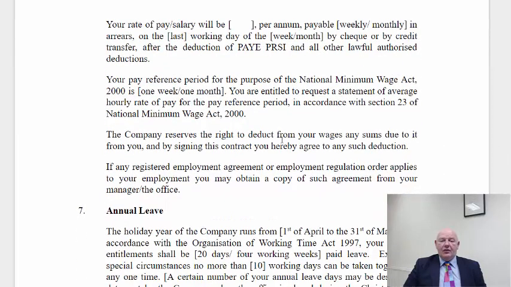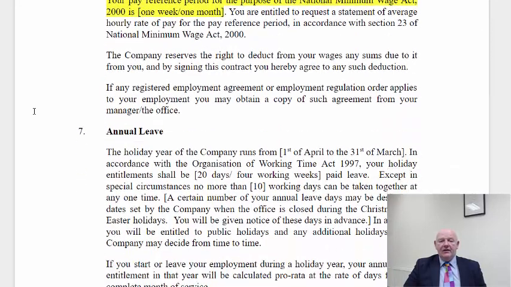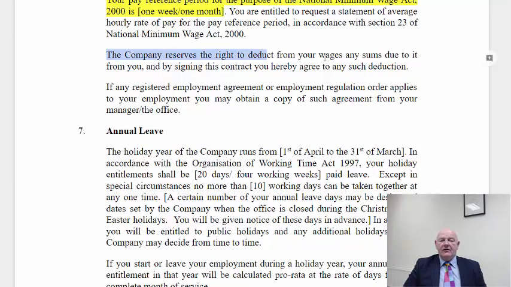And one thing you should put in, if they are a retail worker, for example, or on a relatively low wage, you should put in the pay reference period for the purpose of the National Minimum Wage Act. This is actually a requirement in the contract of employment, that you put in a pay reference period. You also have a clause here, you'll see, where the employer reserves the right to deduct from your wages any sums due to it. So, this might include overpayment of wages or something of that nature.